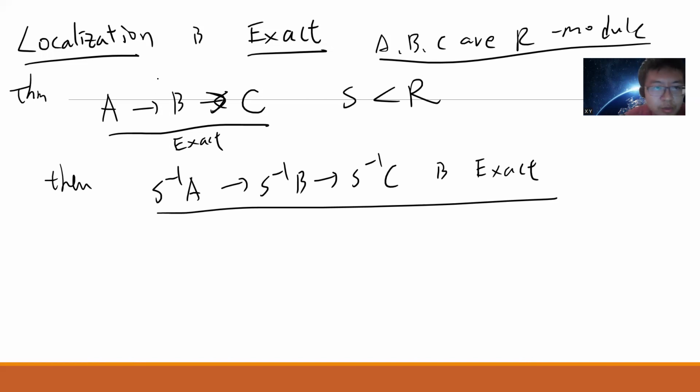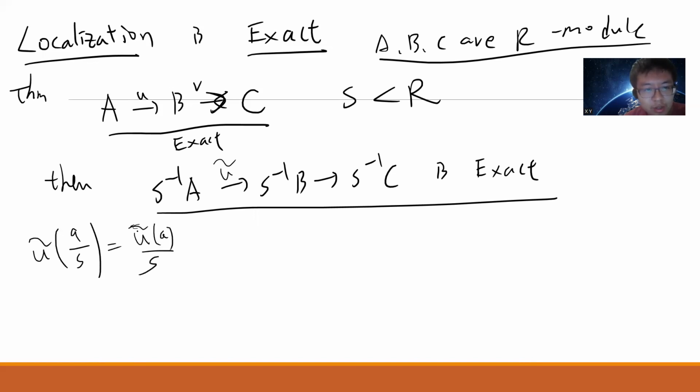Before we do this, let me quickly say something in case you don't understand. If you have a module homomorphism U from A to B, then there's an extension map called U tilde. It's very simple: U tilde of a divided by s, I just define to be U of a divided by s, because U of a is in B. You can check this is a consistent definition.